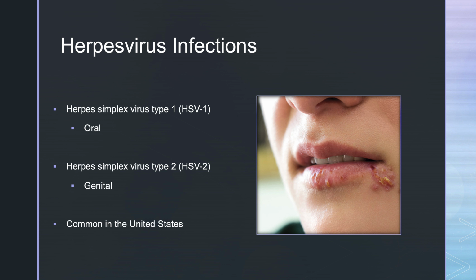Herpes virus infections are quite common in the U.S., and the herpes simplex virus comes in a couple forms, HSV1 and HSV2. That's oral herpes and genital herpes. So cold sores, HSV1. Genital sores are going to be your HSV2.